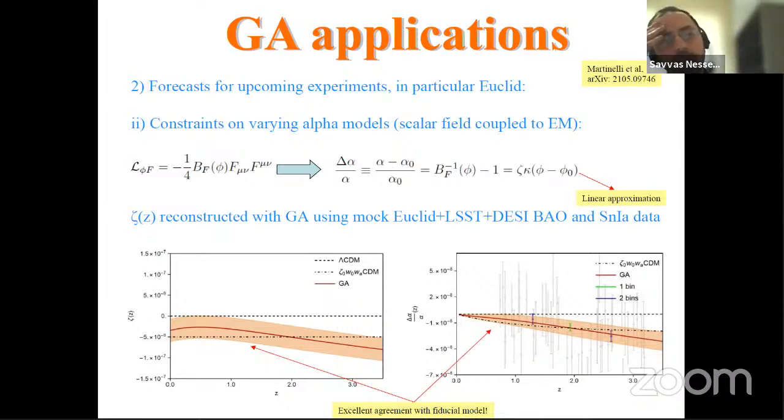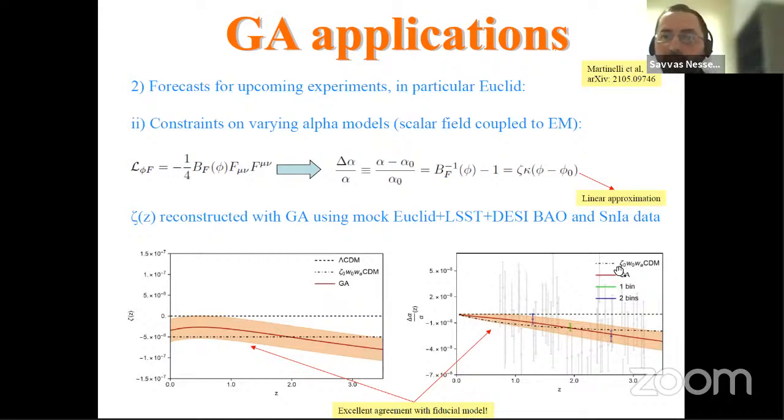And again, we found that Euclid will be able to constrain either deviations, this delta alpha over alpha, directly, or if you assume some linear approximation, it will be able to constrain this coupling zeta to a few percent, both at intermediate and high redshifts. And actually, Euclid will be able to recover the fiducial model.